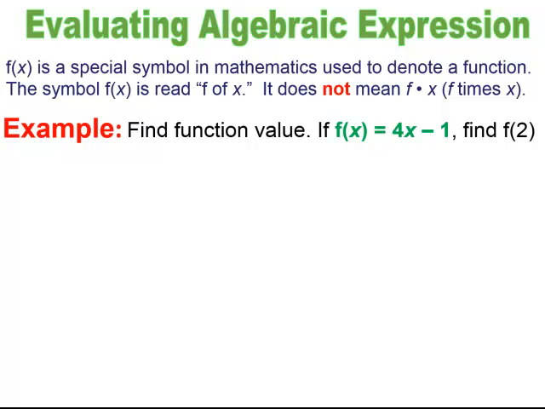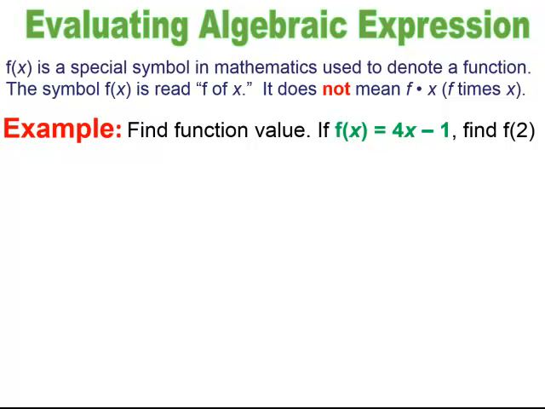So now when you're asked to find a function value and you're given f of x equals 4x minus 1, and you're asked to evaluate or find f of 2, notice that the 2 means I want to take this f of x equals 4x minus 1 and plug 2 into the x and find what it would equal.